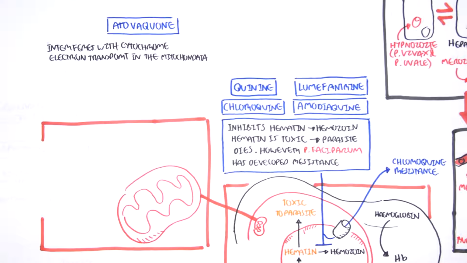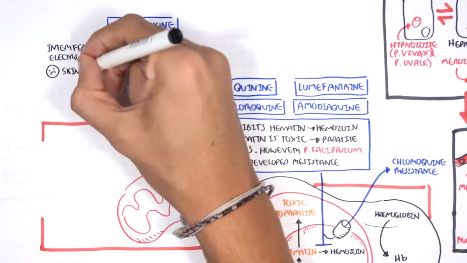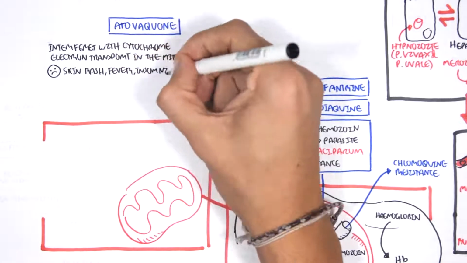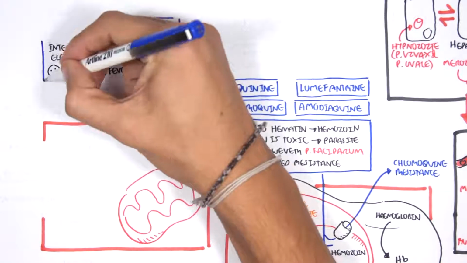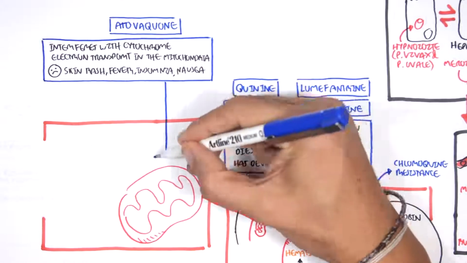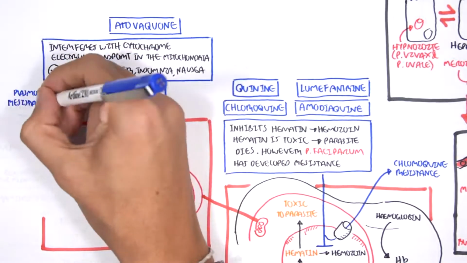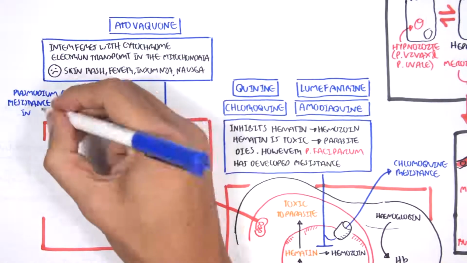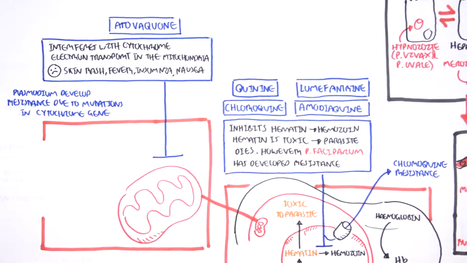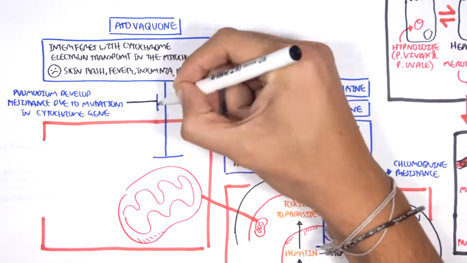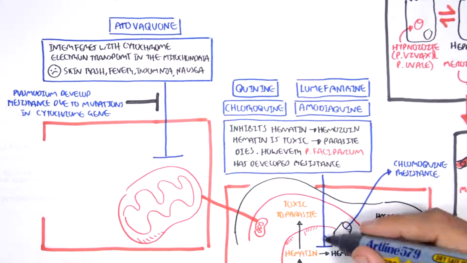Our own bodies also have cytochromes, but this is distinctively different from the parasitic cytochrome. Side effects of atovaquone include skin rash, fever, insomnia, and nausea. Some Plasmodium parasites have actually been able to develop resistance to this drug due to mutations in their cytochrome gene.